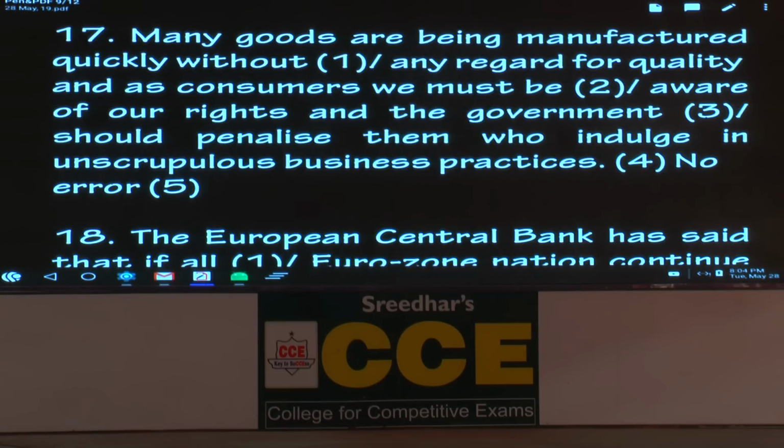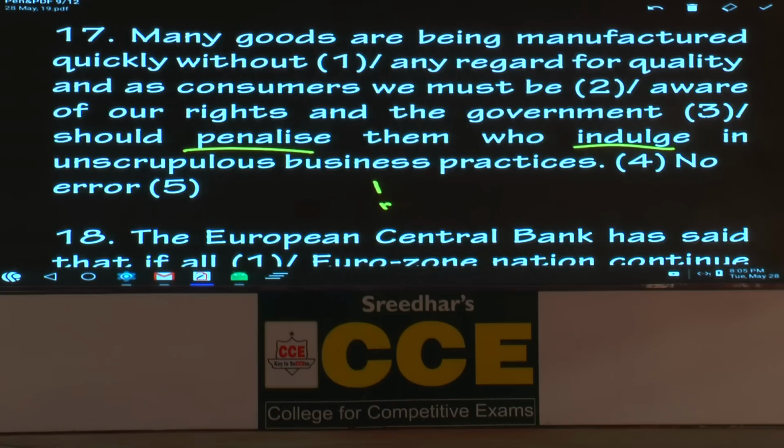Many goods are being manufactured quickly without any regard for quality, and as consumers we must be aware of our rights, and the government should penalize. Underline the word penalize. Penalize means what? Punish. Please write punish. Penalize them who indulge. Underline the word indulge. Indulge means what? Get into, involve. Write the word involve. Unscrupulous business practices means negative, bad business practices.